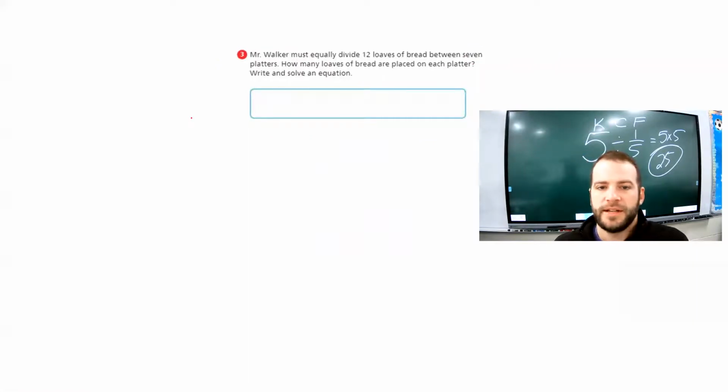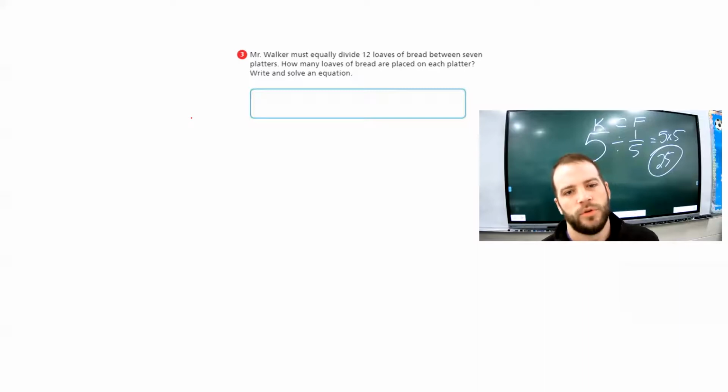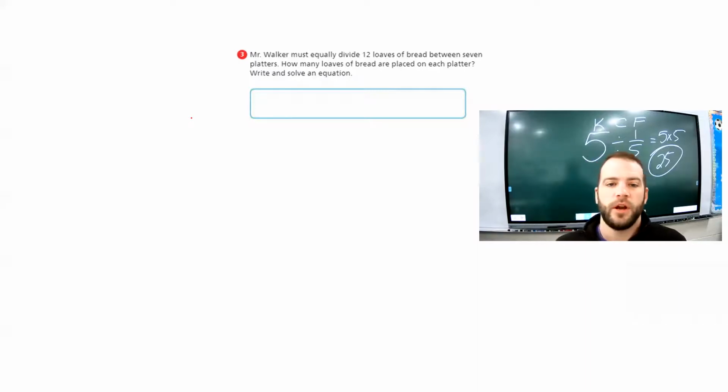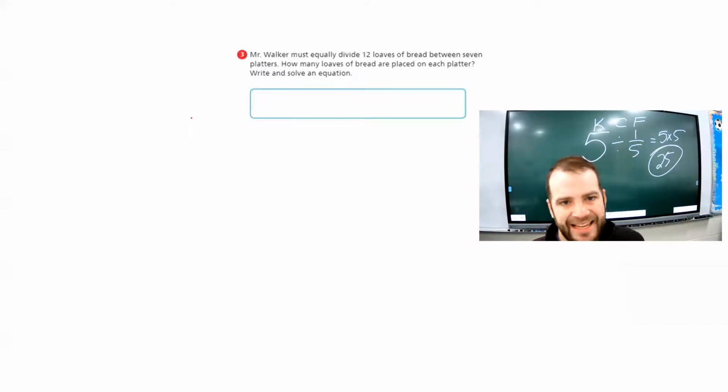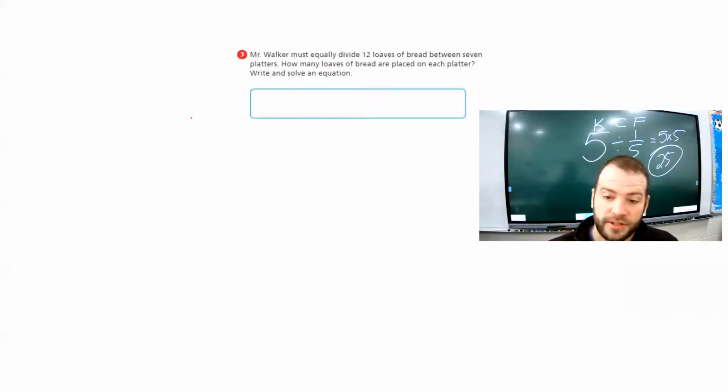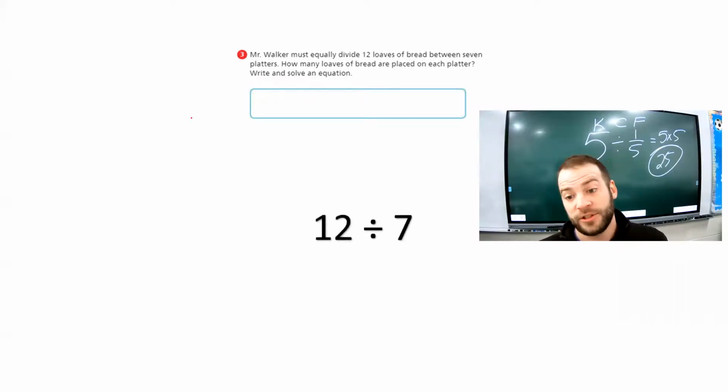Mr. Walker must divide 12 loaves of bread between 7 platters. How many loaves of bread are placed on each platter? Ooh, so it's division again. And we are going to take 12 and divide them by 7, right? And remember, you guys should be writing all this stuff down in your book. So 12 divided by 7, oh, that's what it looks like.